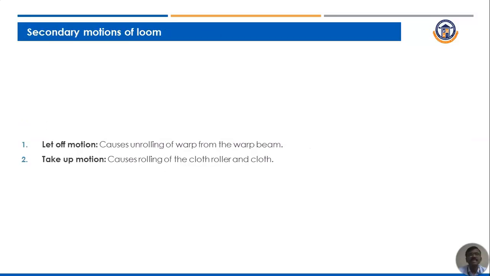Next are secondary motions. Secondary motions are nothing but let off and take up mechanism. Let off is nothing but causing unrolling of warp yarn from the warp beam. Next, take up mechanism is nothing but causing rolling of the cloth.